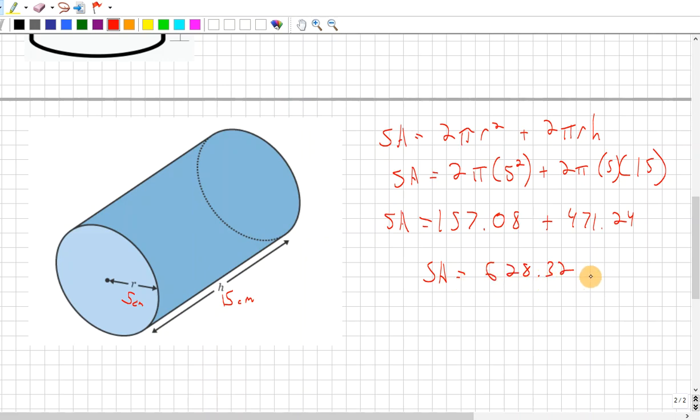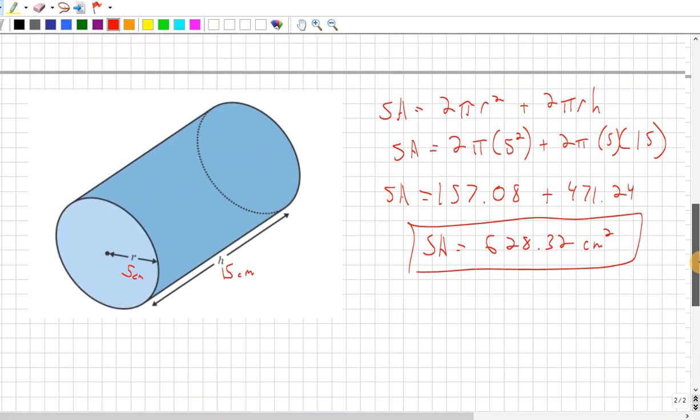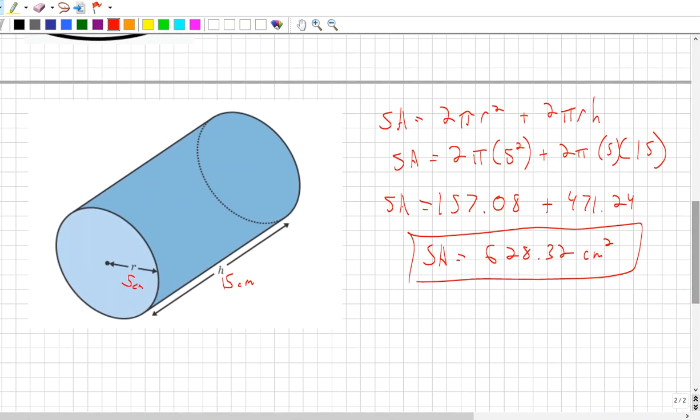And remember, the units are, in this case, centimeters squared. I'm going to put a box around my answer. It's nice and clear what the answer is. That is, thankfully, the last example. So hopefully that helps with how to solve for the surface area of a cylinder.